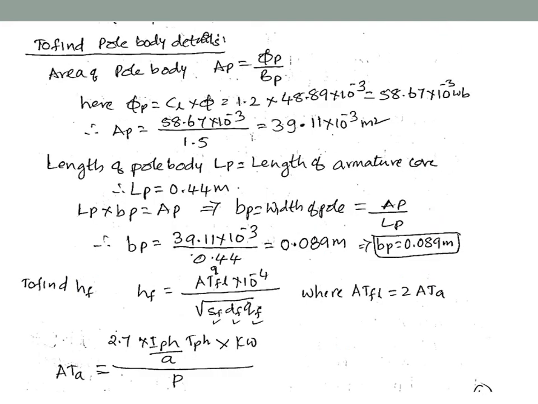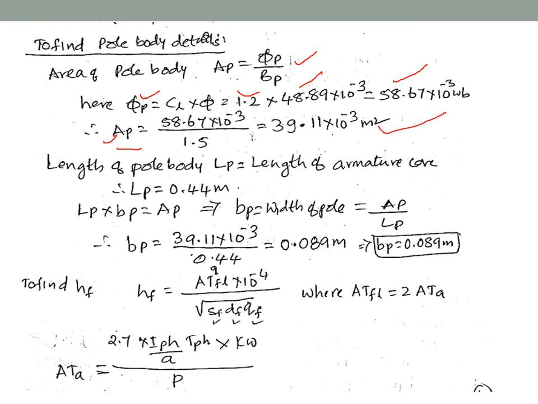Now to find the pole body details. The area of the pole body, AP, is equal to phi p by BP. So phi p is equal to CL into phi, the flux per pole we have found, multiplied by the leakage coefficient. So this is phi p. Therefore, if we know BP is 1.5 Weber per meter square, the area of the pole can be found.